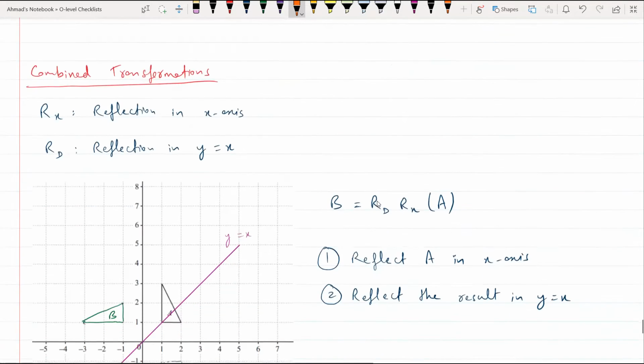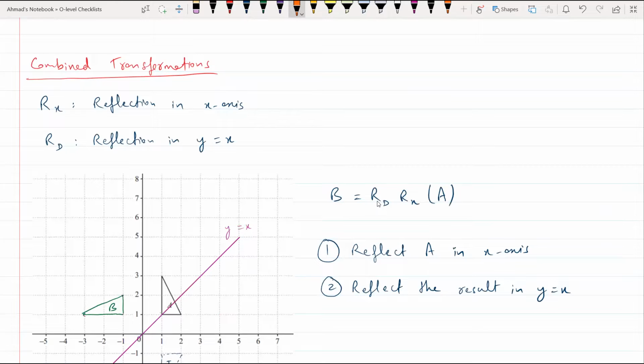Okay, अच्छा, then you have combined transformations as well, कि एक ट्रांसफॉर्मेशन होती है, उसके बाद फिर उसके ऊपर एक दूसरी ट्रांसफॉर्मेशन होती है। So let's take an example. Let's say you have a transformation that is reflection in x-axis. You got another transformation that is reflection in y equals x, और इनको Rx और Rd से represent किया हुआ है respectively. Now let's say वो कहता है कि Rd Rx आपने ट्रांसफॉर्मेशन अप्लाई करनी है A के ऊपर, और ये जो रिजल्ट आएगा that is going to be your B.